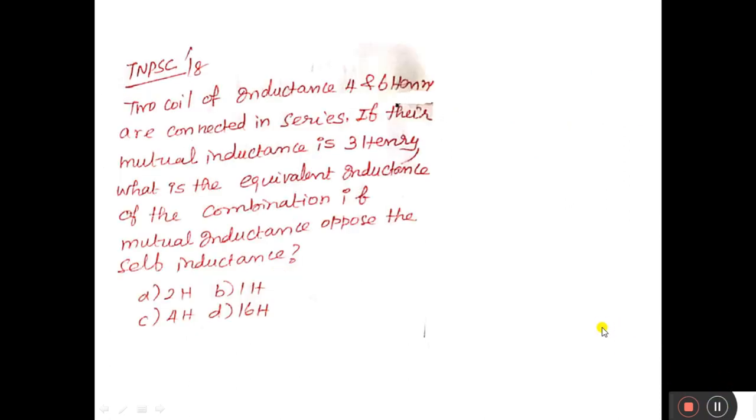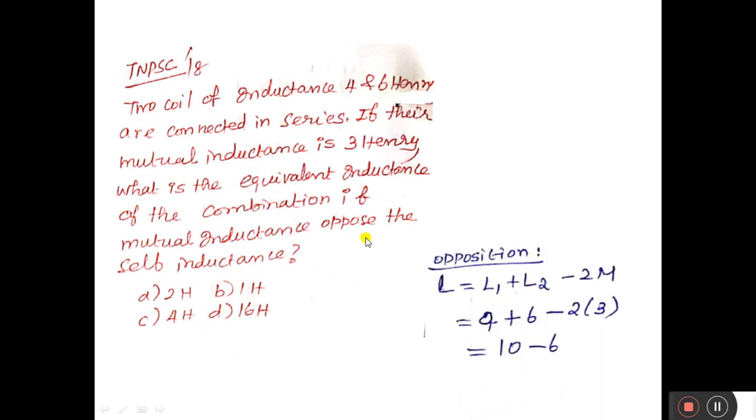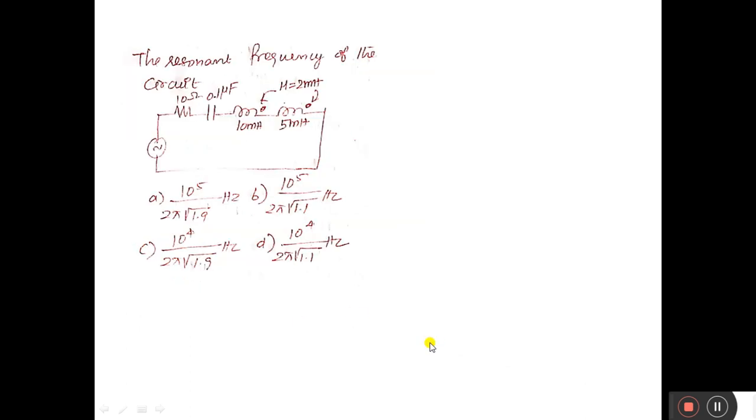Next one. TNPC 2018. Two coils of inductance 4 and 6 Henry are connected in series. If their mutual inductance is 3 Henry, what is the equivalent inductance of the combination if the mutual inductance opposes the self-inductance? If it is in series, L1 plus L2 plus 2M; here the mutual inductance opposes, so L1 plus L2 minus 2M. L1 is 4, L2 is 6, and mutual inductance 3. So 4 plus 6, 10, minus 6, that becomes 4 Henry.